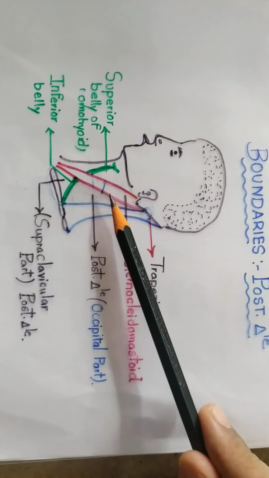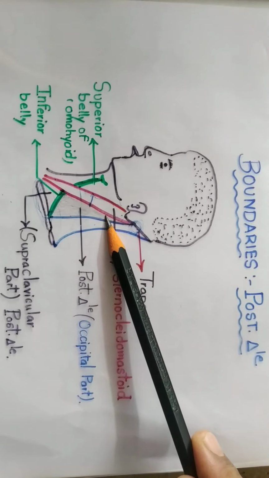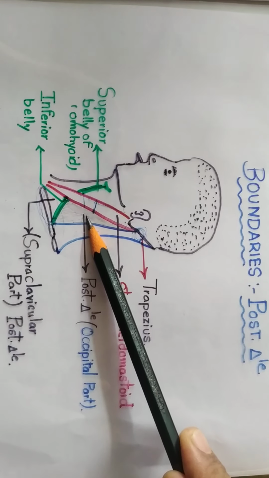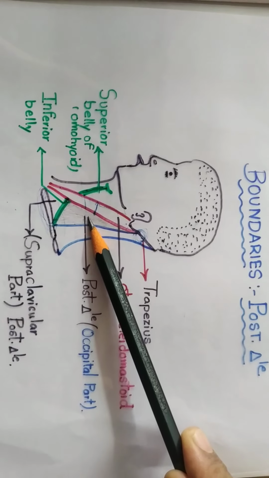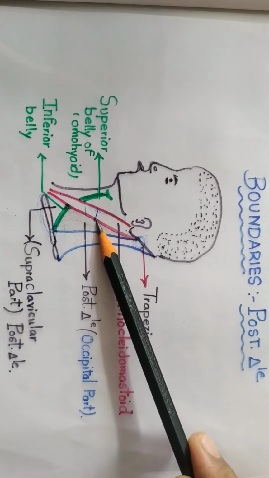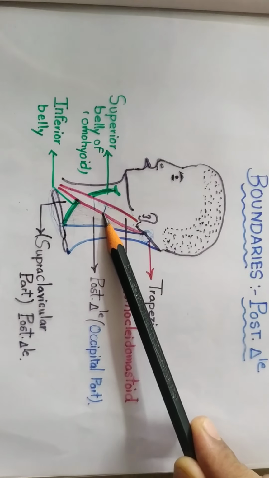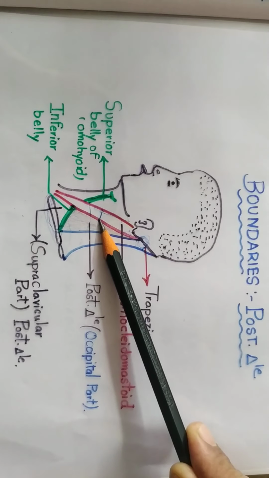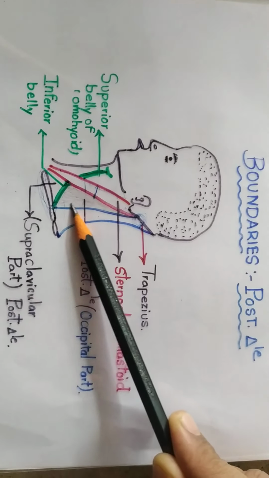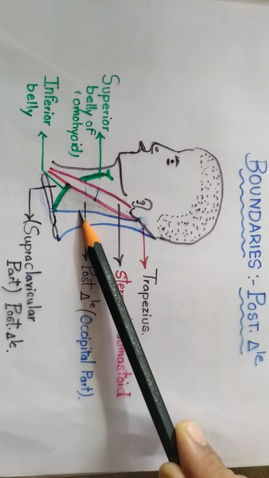Now we will discuss the situation of the posterior triangle. The posterior triangle is a triangular area present behind the sternocleidomastoid muscle in the side of the neck region. Then we should know the boundaries of the posterior triangle. First, the anterior boundary of the posterior triangle is formed by the posterior border of the sternocleidomastoid. The posterior boundary is formed by the anterior border of the trapezius.